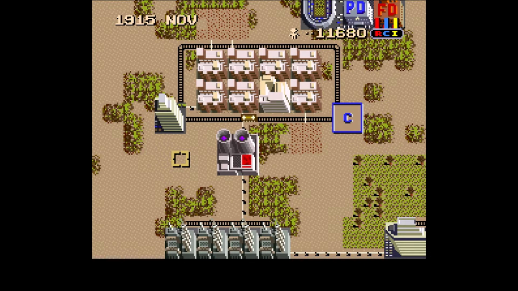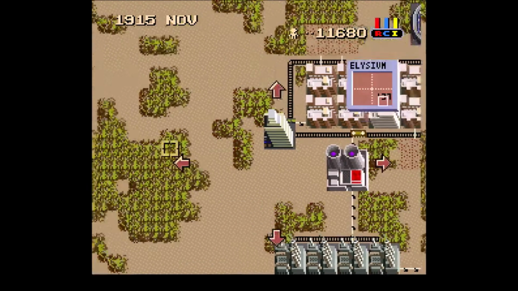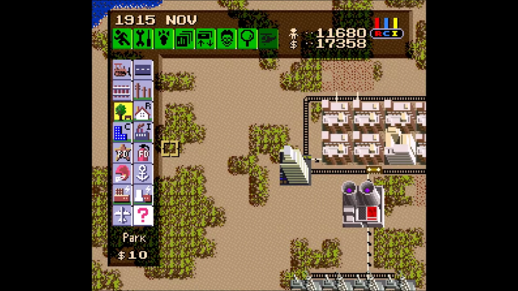In part two of talking about these zones, what we're going to do is focus more on the mechanics of them rather than the numbers. And what I'm going to do first is talk about industrial zones. So we're going to kind of go in reverse order.